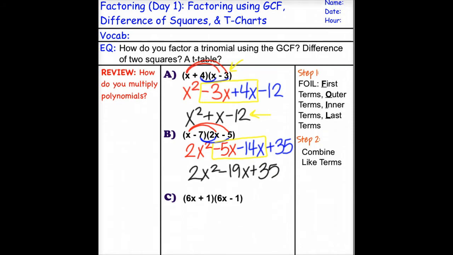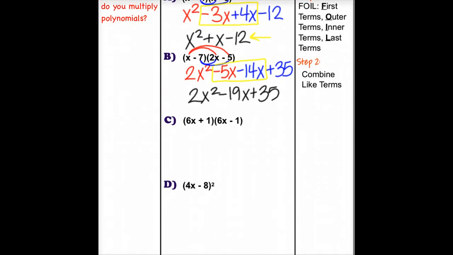A couple more examples for you to get some practice on. Here, if you'll notice, we have 6x plus 1 and 6x minus 1. These are called conjugates, and there's a special reason for that, as you'll see when we FOIL these.